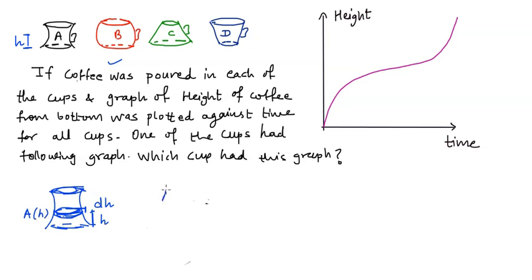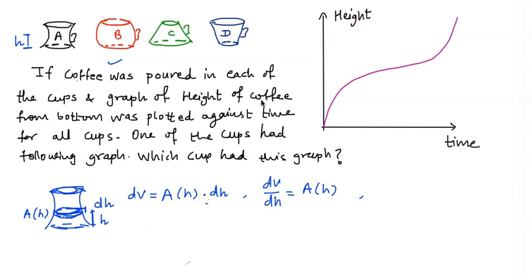So we are writing A(h), which means the cross section area is a function of height from the bottom. As we can see, the cross sectional area keeps changing as the height increases. So dV, or the small volume that we are getting, is A(h) times dh. Now this means dV by dh is equal to the cross sectional area, the A(h) function.